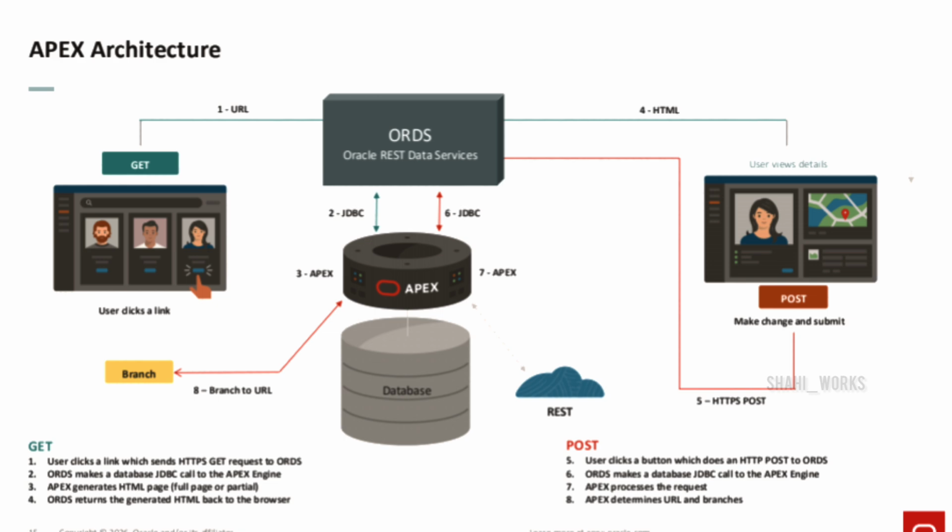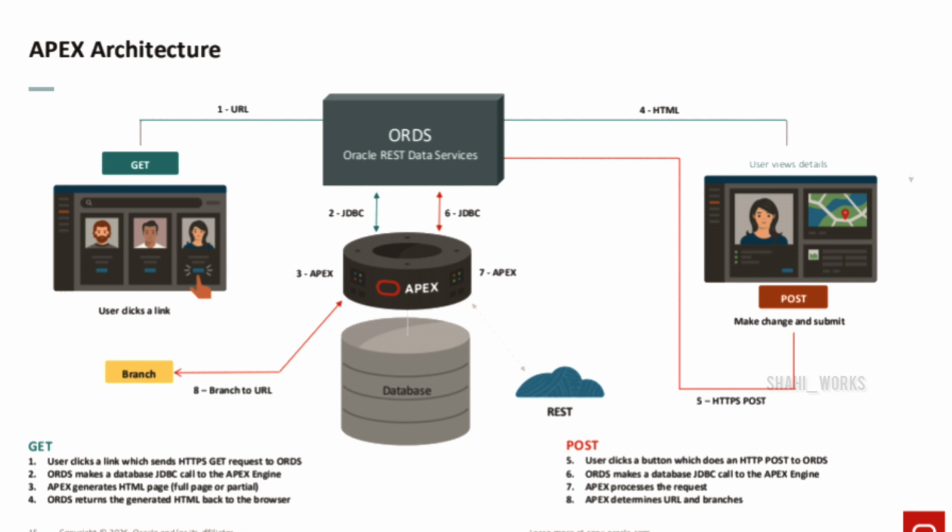So what happens here means the request will be sent to ORDS through HTML, and then the ORDS will be sending the URL to the Apex engine, and then the Apex creates the HTML page, and then at last ORDS will return back to the URL.